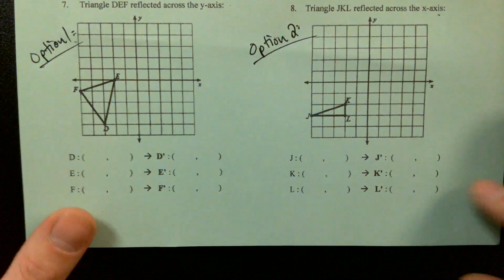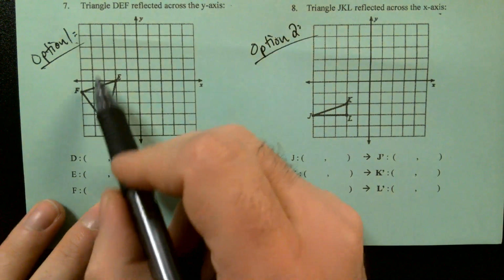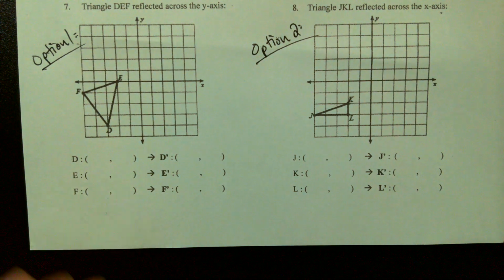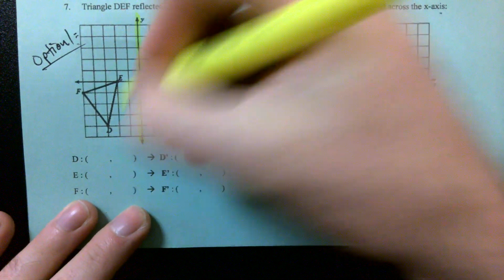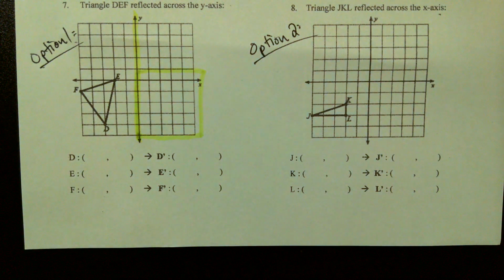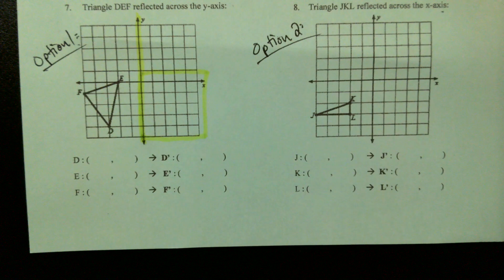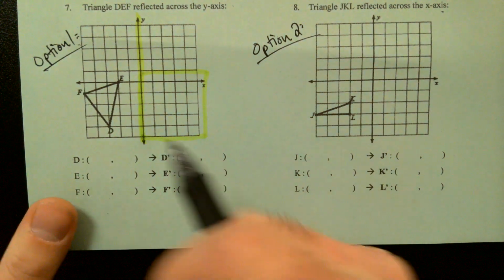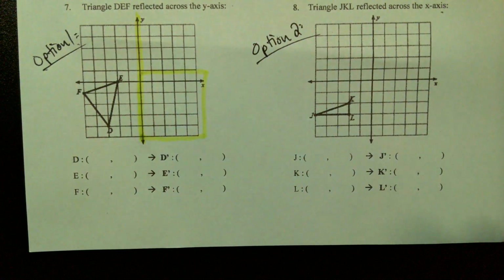And for number 8, I'm going to do option 2. Okay? So number 7 says I'm reflecting across the y-axis. That's right here. So I know that my new triangle is going to be somewhere on the other side of that line, in this little highlighted box. Okay? So the first way that I could do this is just by graphing it.